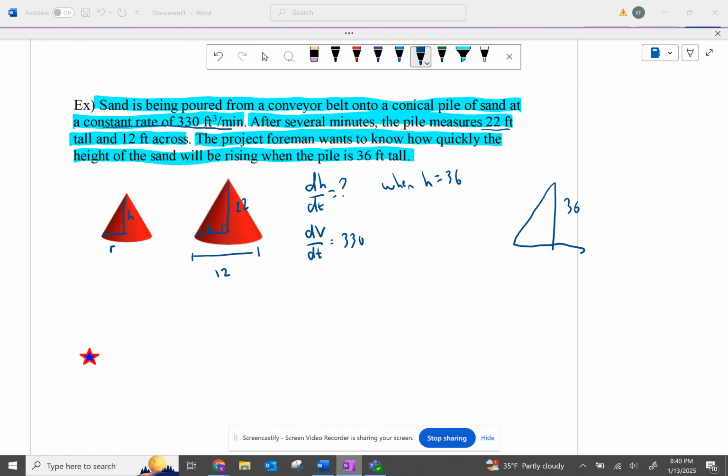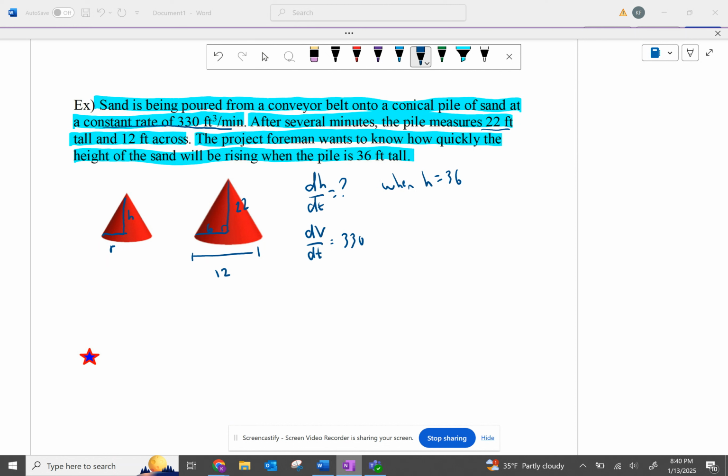And what a lot of people try to do here is solve for when it's 36 feet tall what the radius is. And you could figure out what the radius is, but I'm not asked for that. I'm asked for the rate of change of the height, not what the radius is when it's 36 feet tall. So that's just something that people tend to do that's unnecessary. Back to the problem here.